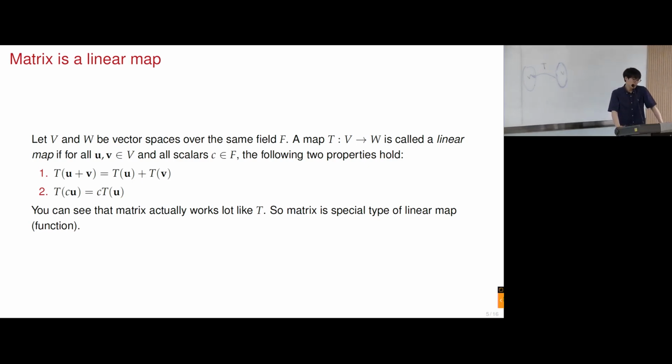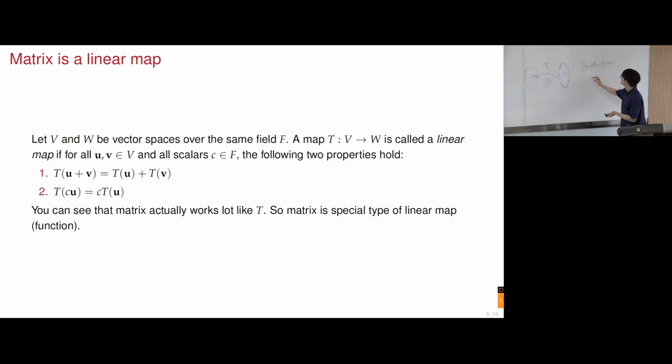Okay, so you can basically see that a matrix actually works a lot like T, because if you replace T with a matrix, you can see that a matrix works a lot like a linear map. You can prove it later on, but you can also see with the matrix, if you do this, it's going to be the same as this. So you can do the addition separately later, or you can add the two vectors first, and then do the matrix transformation. They're going to give you the same elements.